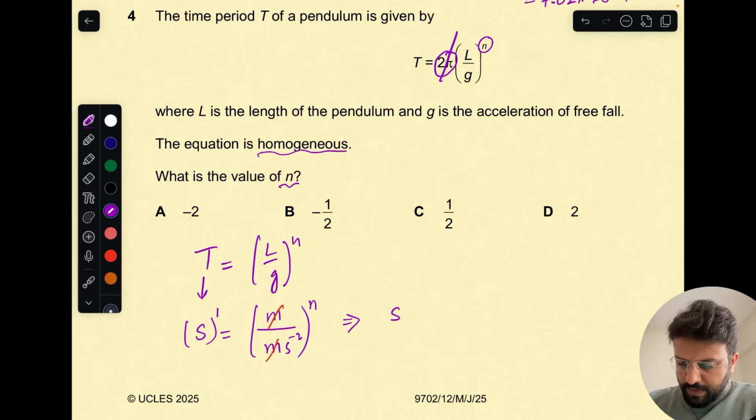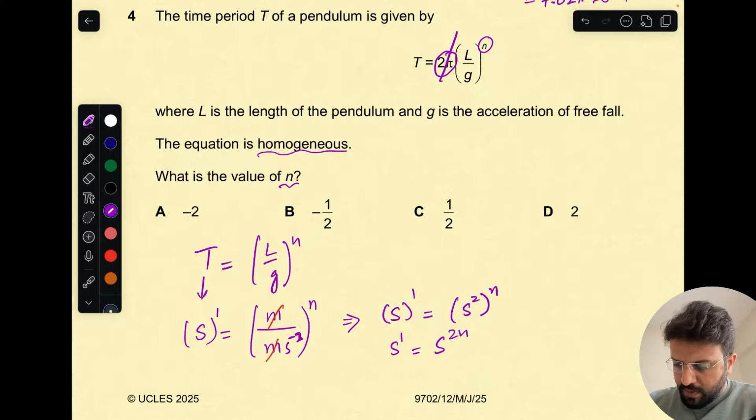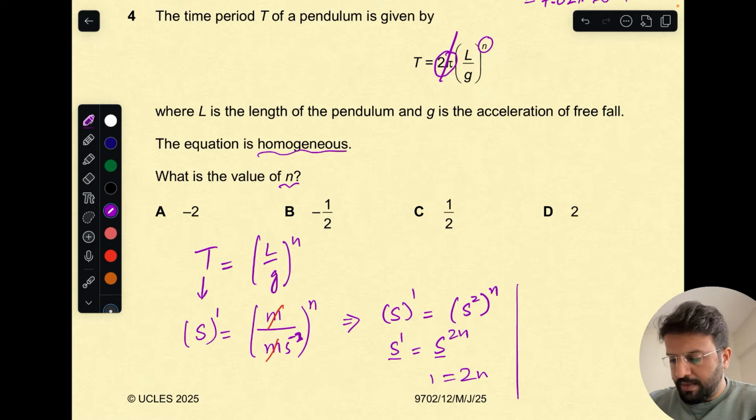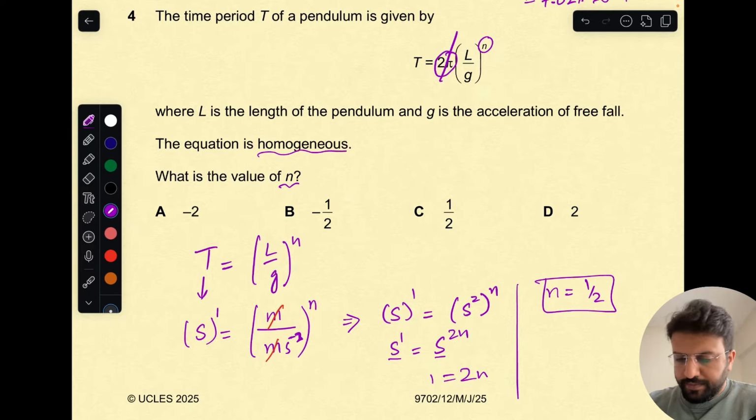This thing will give you s power 1 will be equals to, this s is minus 2, when it goes on the numerator it will be s power 2 whole power n. It can be written as s power n, s power 2n. So if you see both the bases are same, there is an s, there is an s, so 1 can be written as 1 is equals to 2n. When bases are same, the powers will also be comparable, so n can be written as 1 by 2. So option C you have.